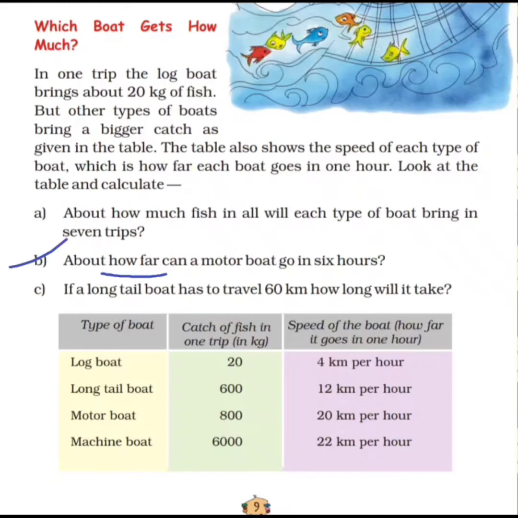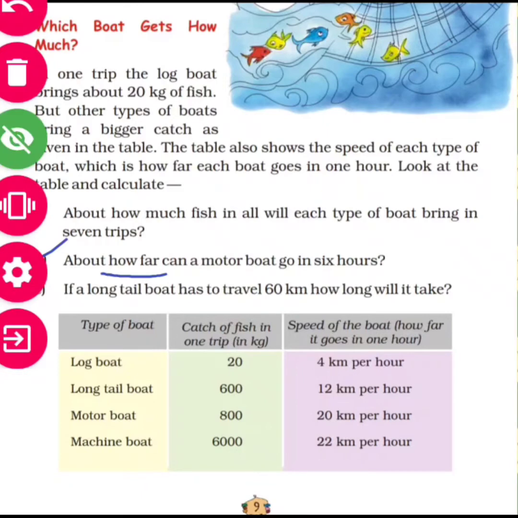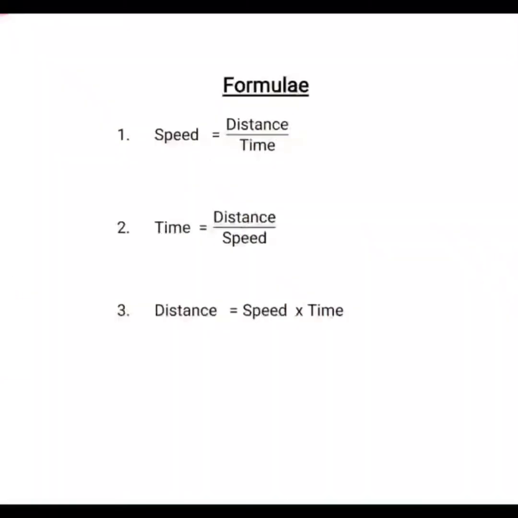Now I will show you the relationship through the formula. And you have to learn the formula. Formula. First one, speed equal to distance upon time. Second one, time is equal to distance upon speed. Third one, distance equal to speed into time. These are the three basic and very important formulas which we will use to solve these questions.